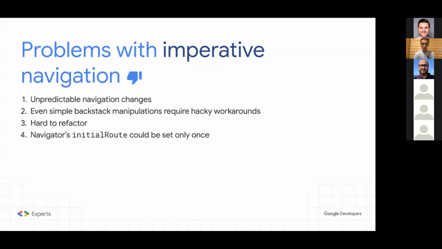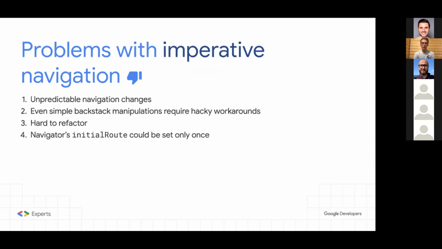Even simple backstack manipulations require hacky workarounds, especially if you are used to having some kind of nice way, maybe on Android or on iOS, to handle the backstack. It's also a bit challenging. You need some hacky workarounds to see what's in the current stack. You could maybe use a navigation listener or something else to keep track of your navigation stack, but it still requires a lot of work. And there are multiple Stack Overflow questions asking how to maybe replace some page inside the navigation stack, or maybe add two pages at once, and so on.